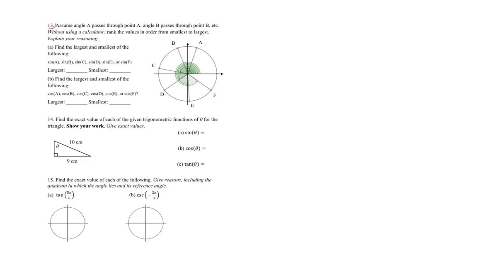Okay, 13. We're going to assume angle A passes through point A, B through B, etc. We're going to rank the values of the trig functions, starting with sine. So sine of some angle theta, we can imagine as y over our radius on the unit circle. And fortunately, our radius is 1 on a unit circle. So whenever we say the largest and smallest sine theta, we're really looking for the largest and smallest y value.